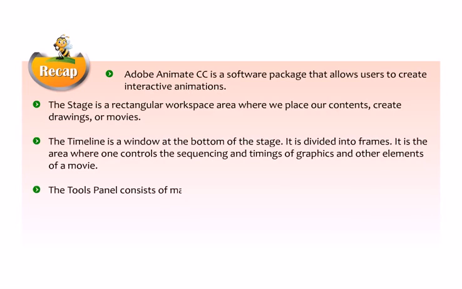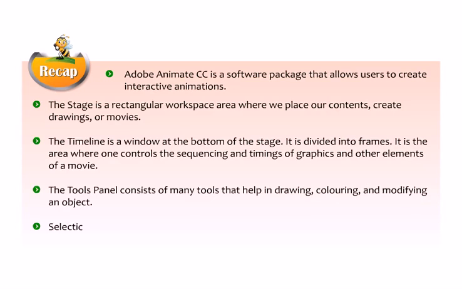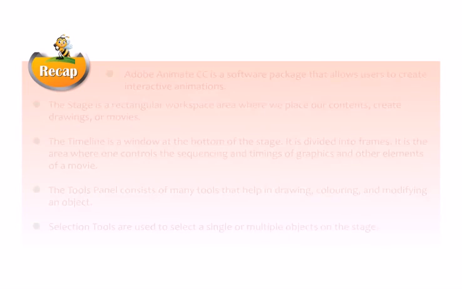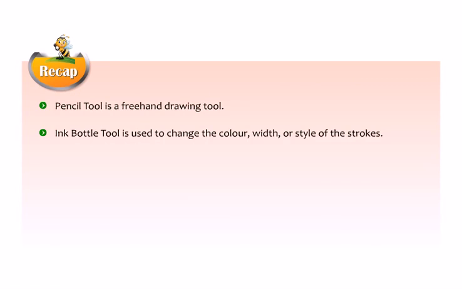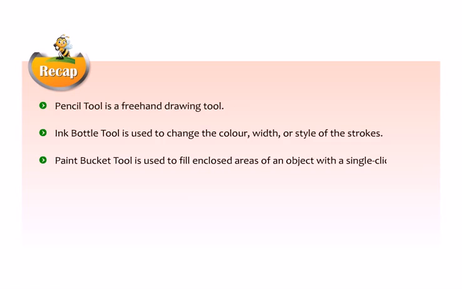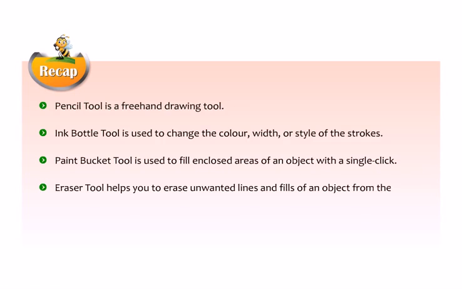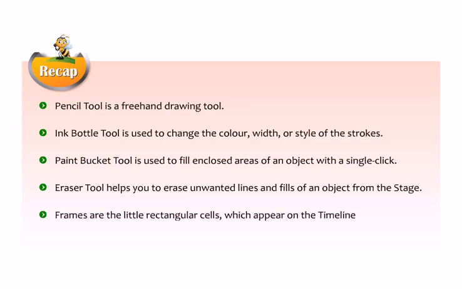The Tools panel consists of many tools that help in drawing, coloring and modifying an object. Selection tools are used to select a single or multiple objects on the stage. Pencil tool is a freehand drawing tool. Ink bottle tool is used to change the color, width or style of the strokes. Paint bucket tool is used to fill enclosed areas of an object with a single click. Eraser tool helps you to erase unwanted lines and fills of an object from the stage. Frames are the little rectangular cells which appear on the timeline and help in creating animations in Animate CC.